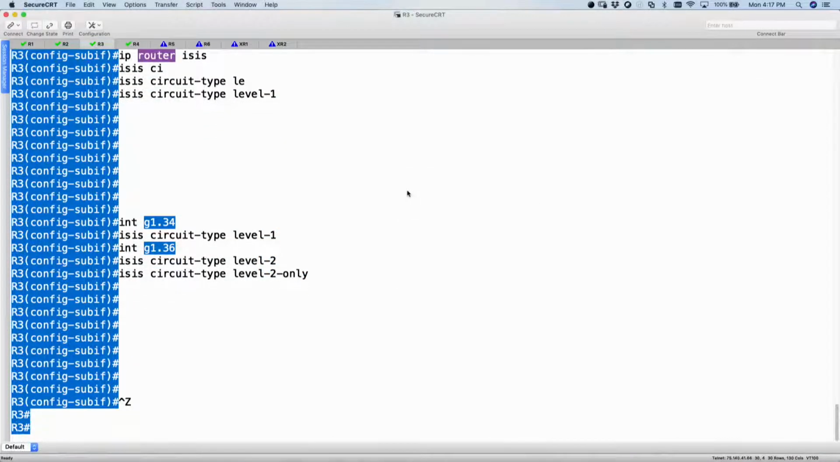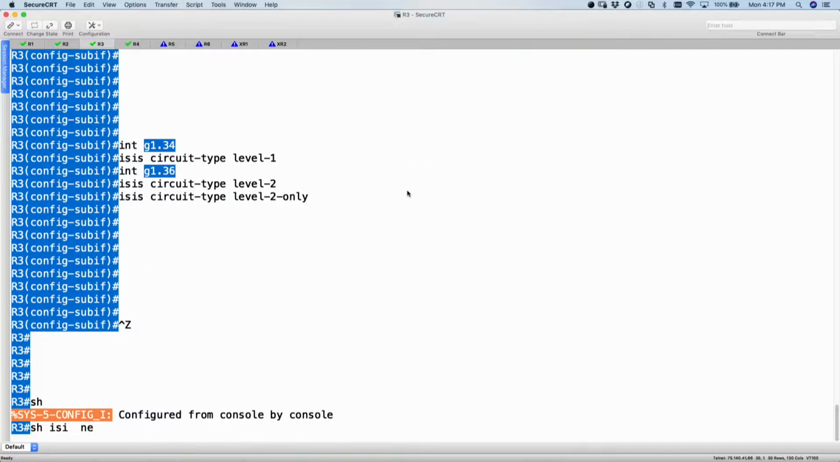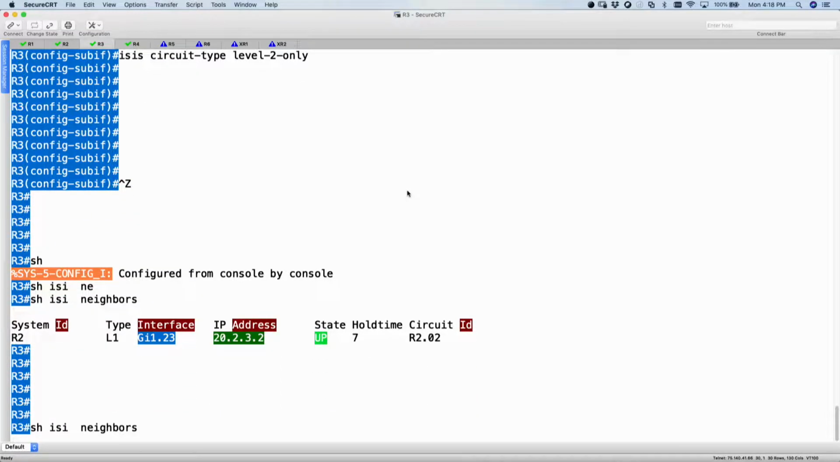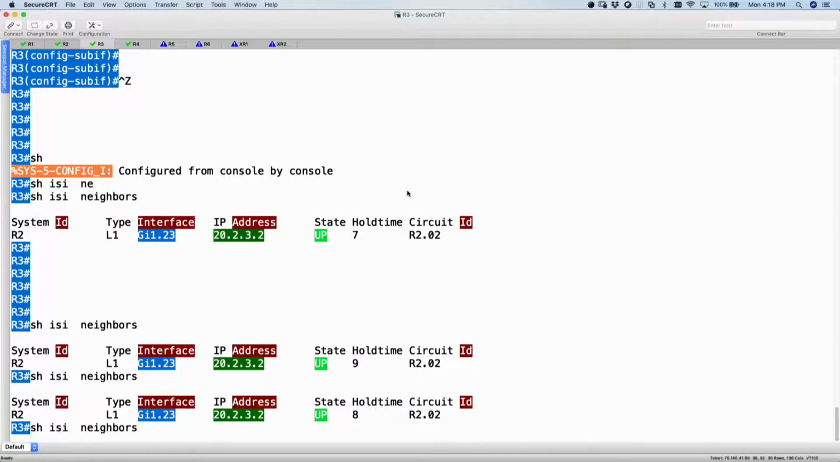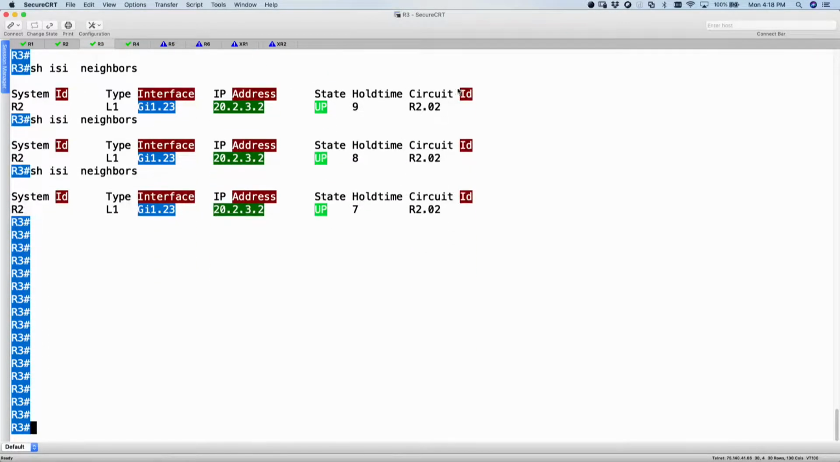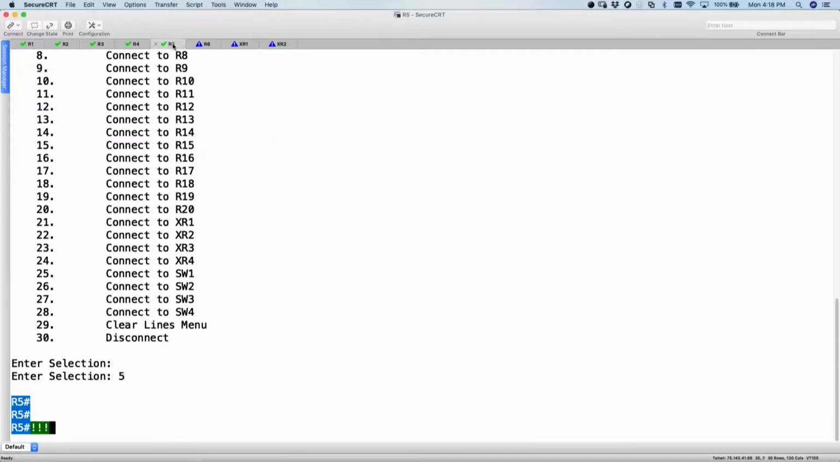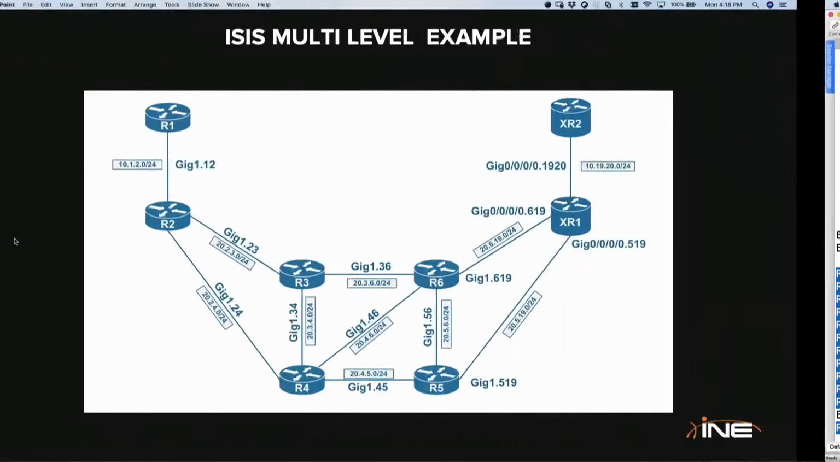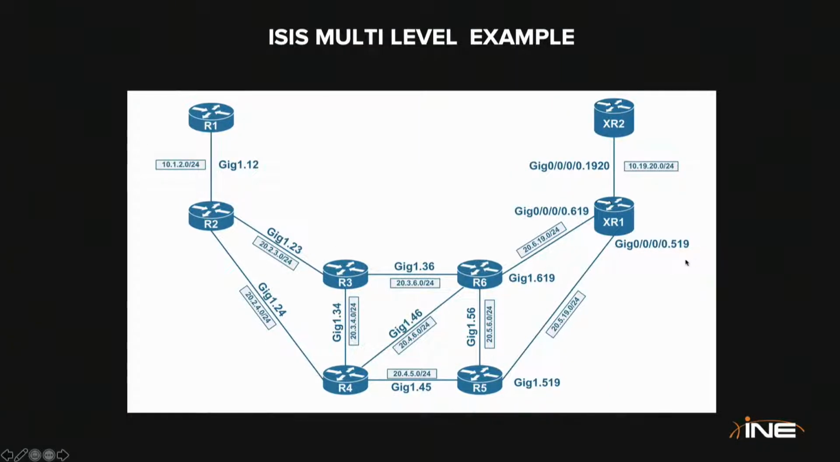Let's verify the show ISIS neighbors. So now I have neighborship with R2. I should have neighborship with R4 also, which they would form eventually. Let's give it some time. In the meanwhile, we will configure R5 and R6. If you remember, R5 and R6 were supposed to be purely level 2. So these two routers would be purely level 2 on all their interfaces.